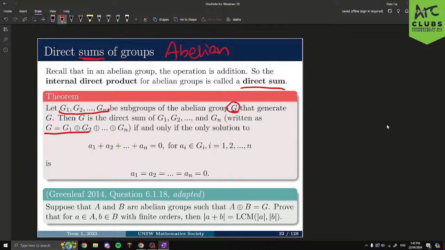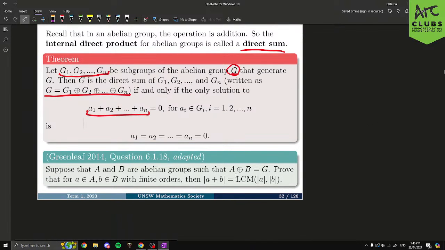So this is how it's denoted, if and only if, we can think of this as independence. Remember, this looks very similar to linear independence for vector spaces. If I have a bunch of elements added together, one from each group, then the only way that the sum can equal 0 is if they are all equal to 0. So let's say that A and B are abelian groups such that the direct sum is equal to G. Let's prove that if these two have finite orders, then the order of A plus B is the LCM of the order of A and the order of B.